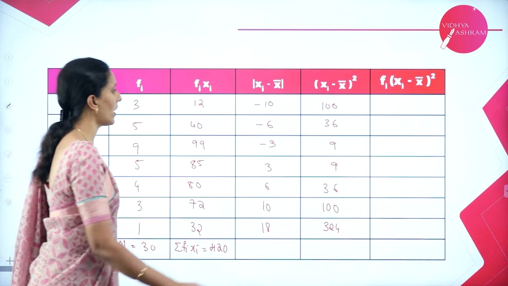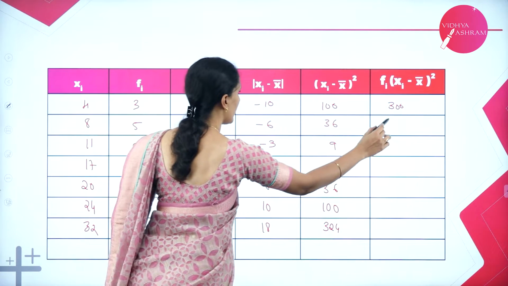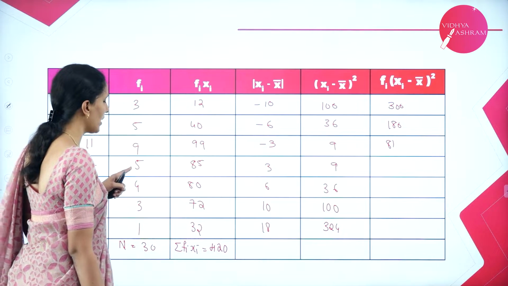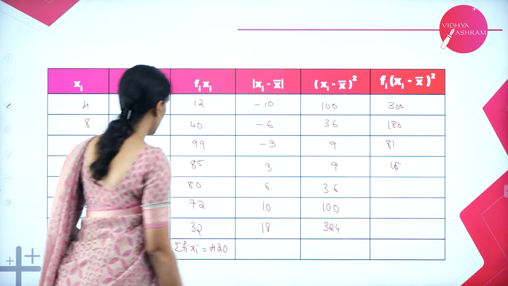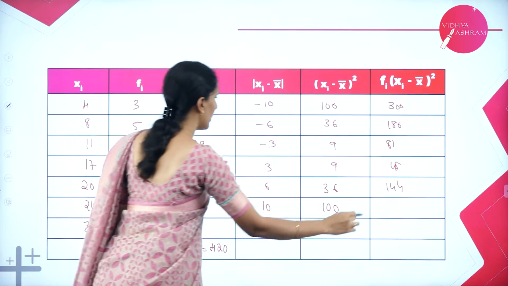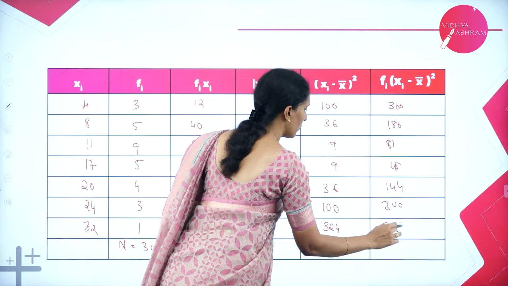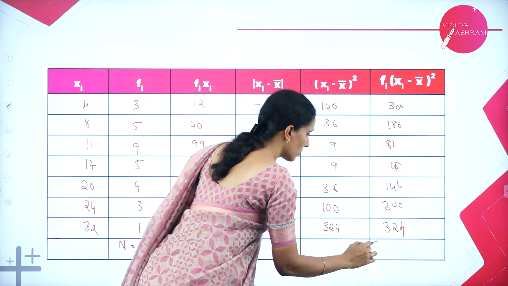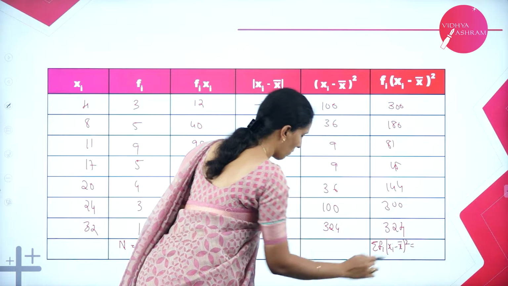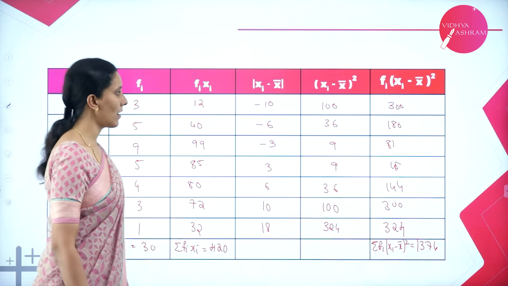So multiply 3 into 100, it is 300. Next we have 5 into 36, it is 180. Next we have 9 into 9, it is 81. Again 5 nines are 45. So 36 into 4, 144. Next 3 into 100, it is 300. Next we have 1 into 324, it is 324. Let's take the summation of all this. So summation fi xi minus x bar whole square is equal to 1374. So now let's calculate the variance.